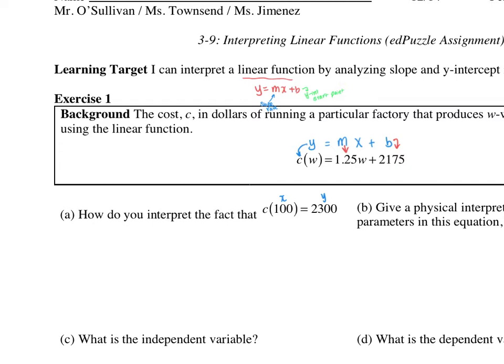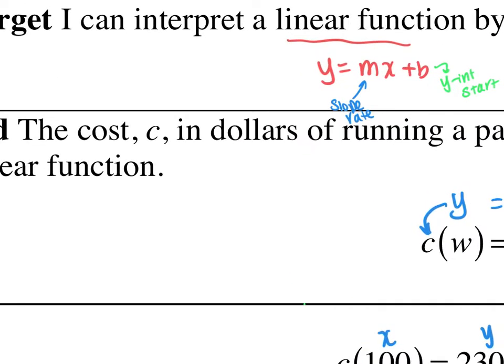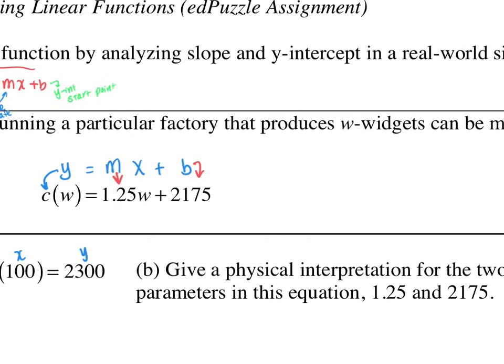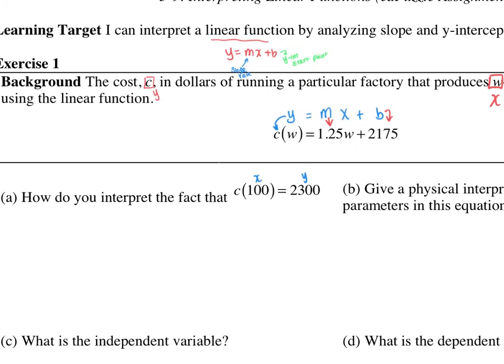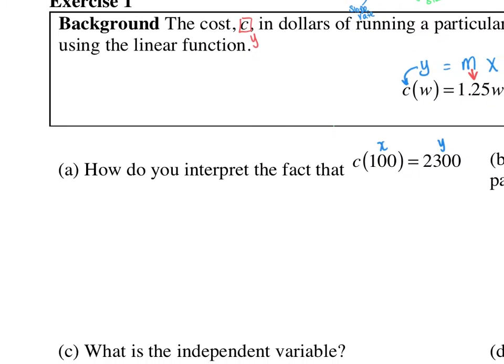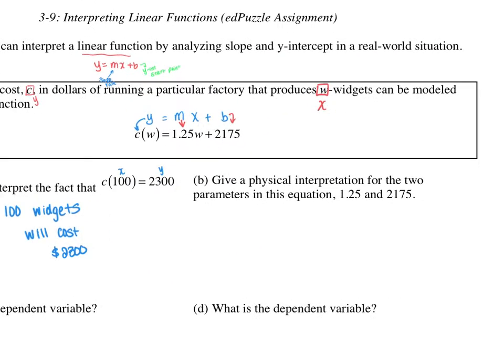So if you look, the cost C is your y value, and then W is your x value. So if I think about this, I'm making 100 widgets, and it will cost $2,300. So 100 widgets will cost $2,300. And that's all you need to know for that.